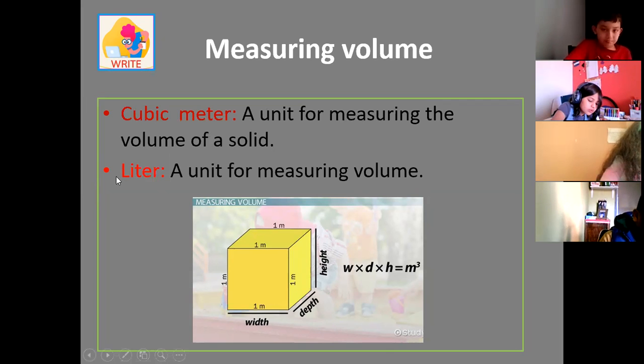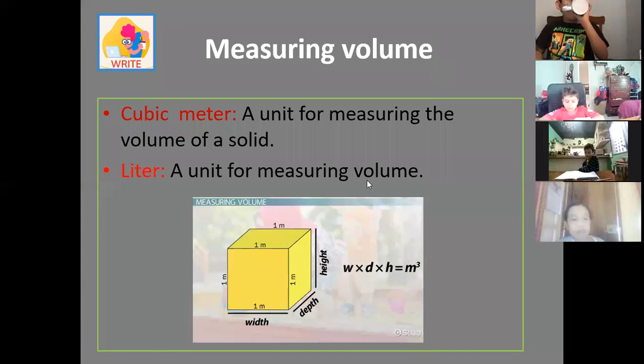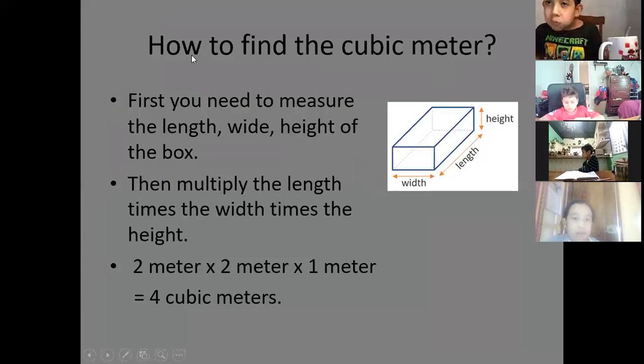Cubic meter, again, is a unit for measuring the volume of a solid. Liter is a unit for measuring volume. How to find the cubic meter?